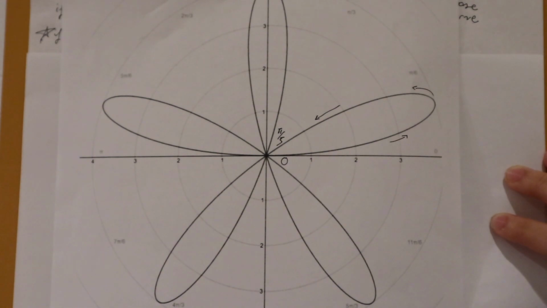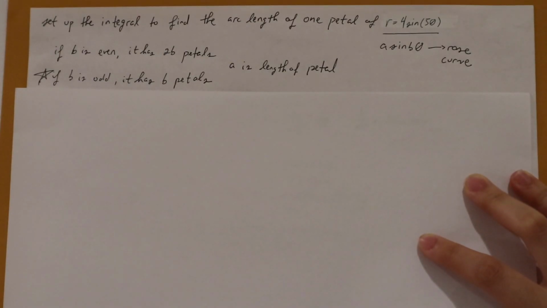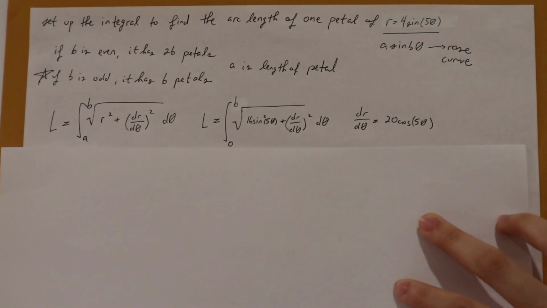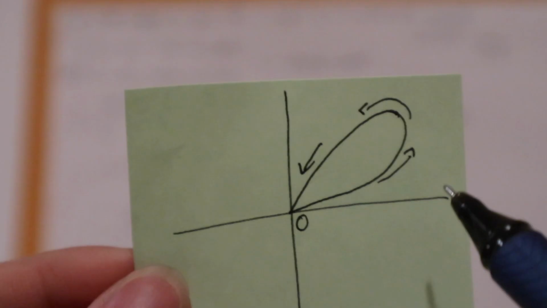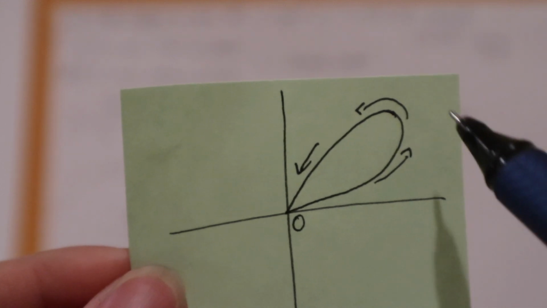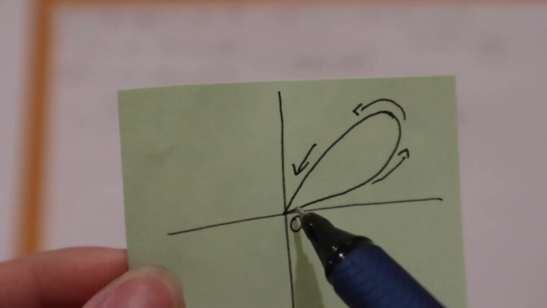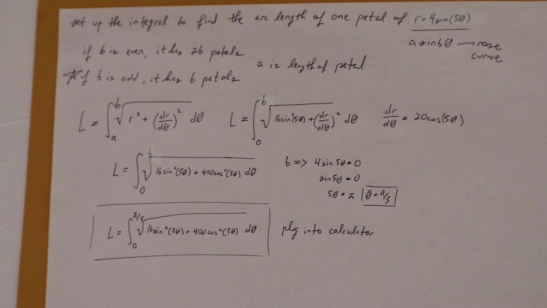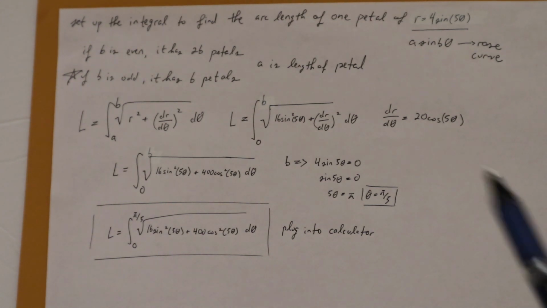The equation for arc length for polar equations is L equals the integral from a to b of the square root of r squared plus the derivative of r squared. So as you can see, the petal goes from 0 all the way around to where the curve touches 0 again. In order to find where the curve touches 0 again, we need to set 4 sine 5 theta equal to 0, and you get theta equals pi over 5.